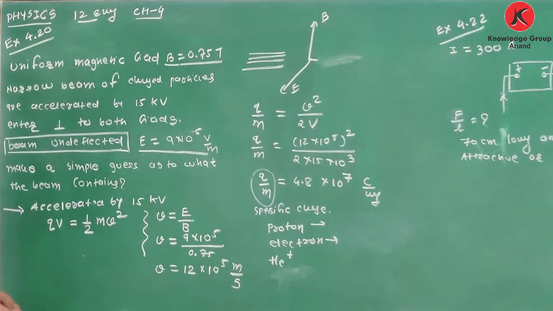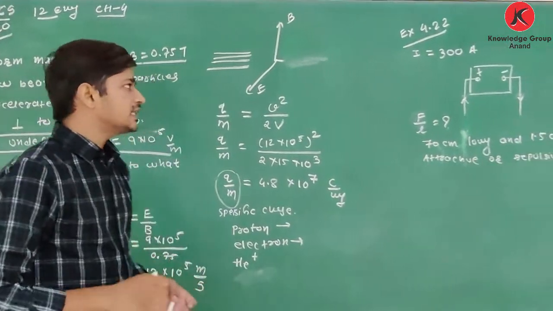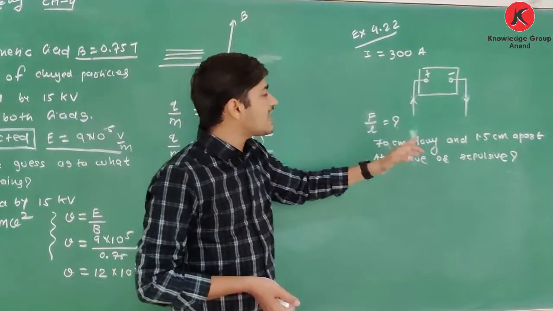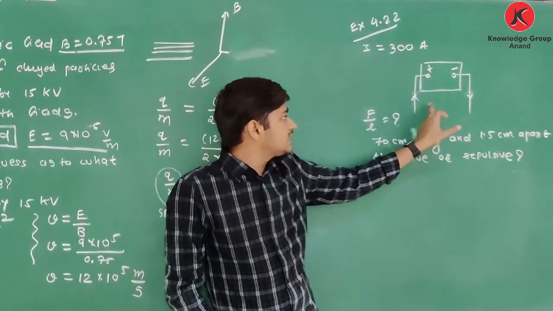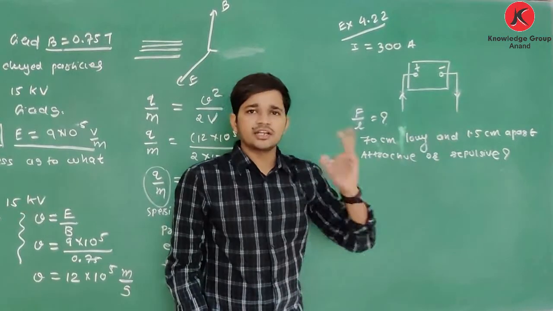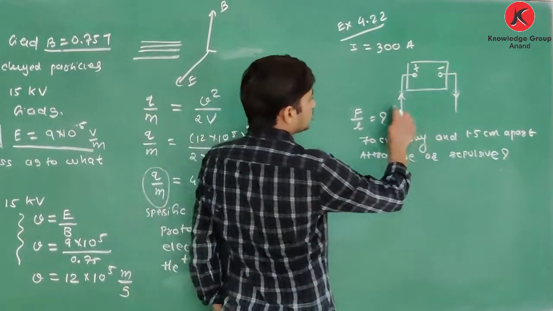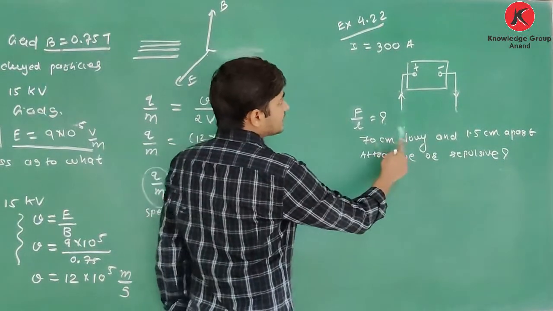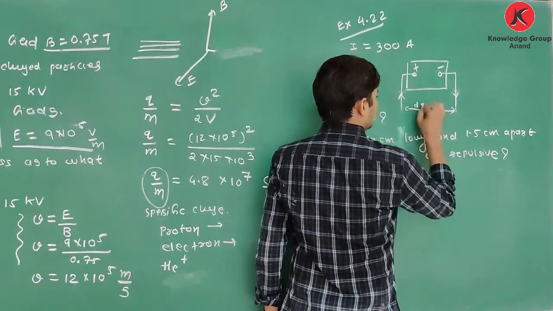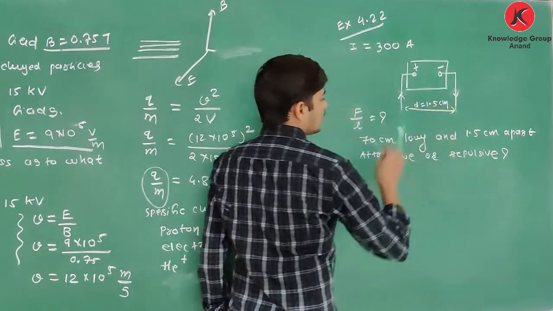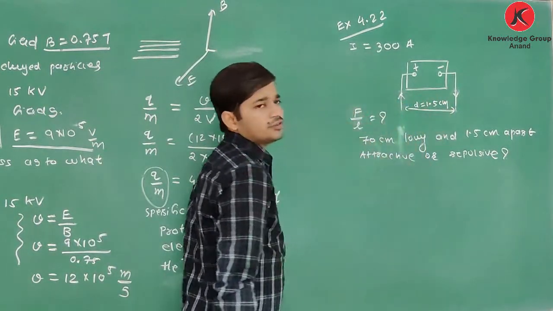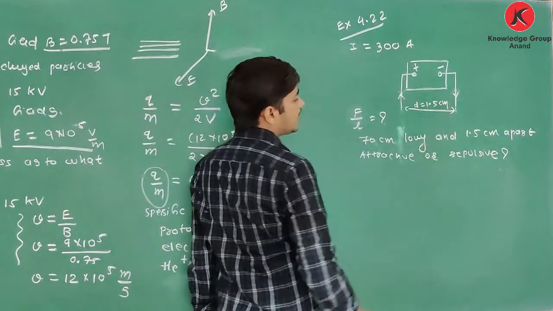Next question is Exercise 4.20. See, the starting motor of a car is connected with two wires. Obviously, in one wire current is entering and from the other wire current is moving outside. The two wires are 70 centimeter long and 1.5 centimeter apart, d equal to 1.5 centimeter. What is the force per unit length between these two wires? Also, is this force attractive or repulsive?